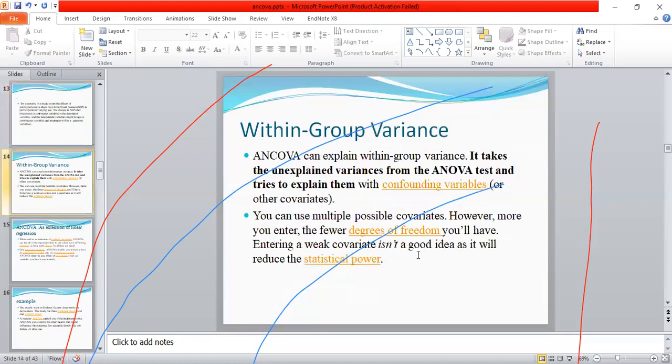So, within group variance: ANCOVA can explain within group variance. It takes the unexplained variance from the ANOVA test and tries to explain it with the confounding variable or the other covariates. You can use multiple possible covariates. The more you enter, the fewer degrees of freedom you will have. Entering a weak covariate isn't a good idea, as it will reduce the statistical power.